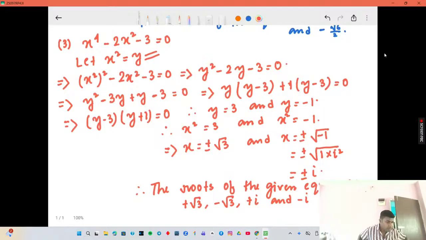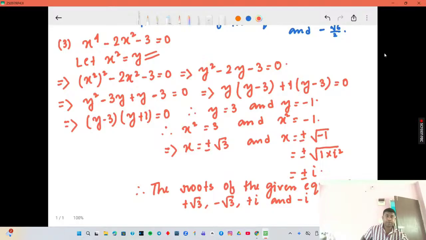Okay, so now I have solved these two questions. If you have any question, then you can ask me. I will definitely answer you. Now you have understood how to find the roots of the given equation in a quadratic equation.